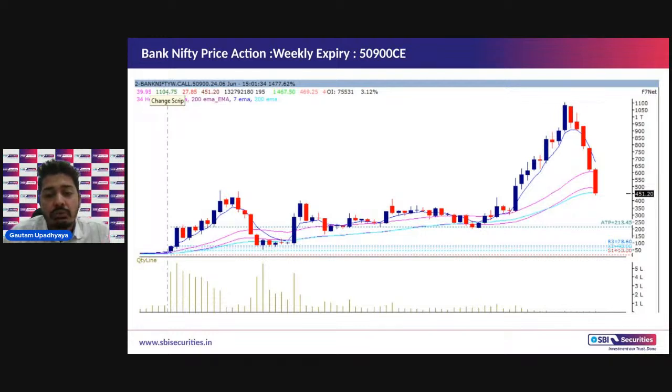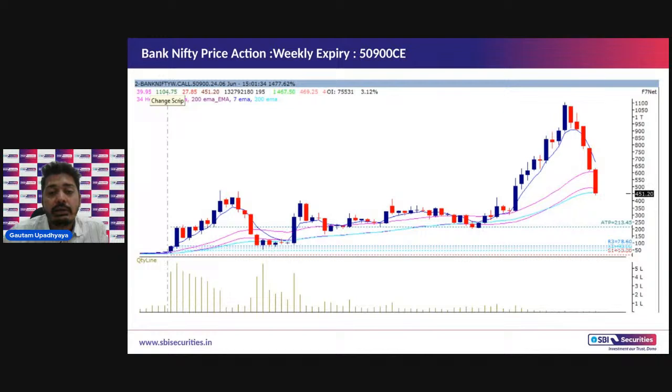the option premium moves from almost 300 towards 1100 on the upside. So that is the type of movement. These are all just 5-minute candles. It is not a major time frame. It is just 5-minute candles which are showing such sharp volatility.